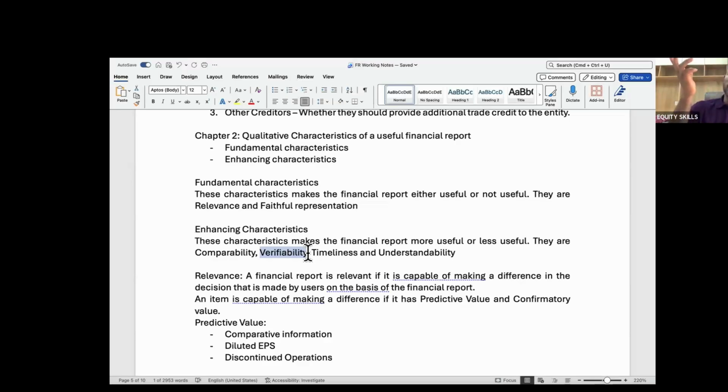Then there's timeliness, in that we need to provide this information as at when needed. And there is understandability, which means that the report should be easy and concise, so that a user that has reasonable business and accounting knowledge should be able to understand that report. If he cannot, then that means it is not understandable.